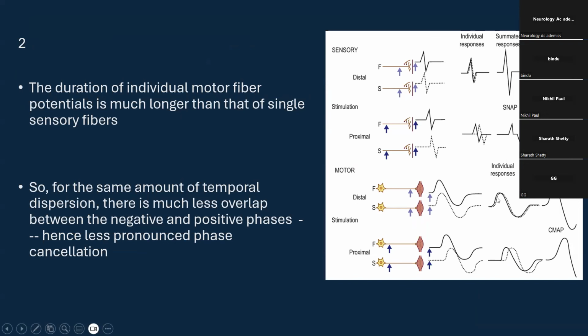But compared to this, in motor fibers the potential is much longer than that of single sensory fibers. So though there is temporal dispersion, most of the time they reach at the same time. It's because sensory nerve potentials are very low amplitude, and the CMAPs are larger amplitude and slightly increased duration, so the phase cancellation does not occur so much. So in SNAPs, phase cancellation is much more. In CMAPs, not so much, because of the difference in the amplitude and duration of the individual potential.